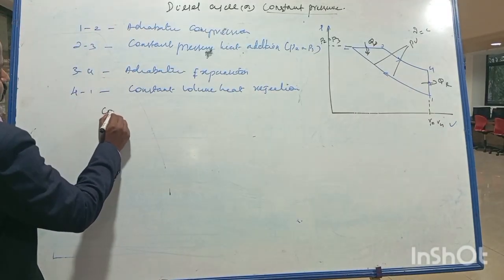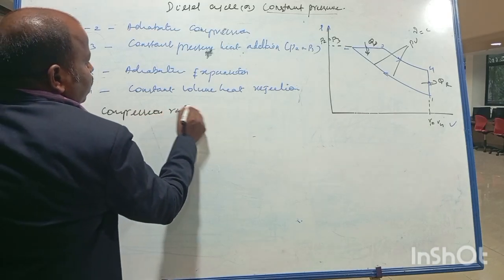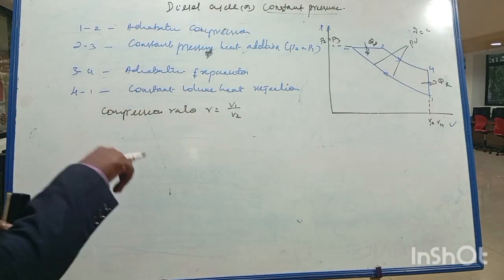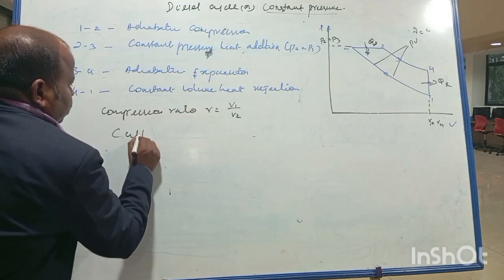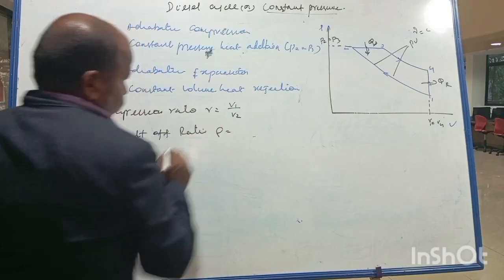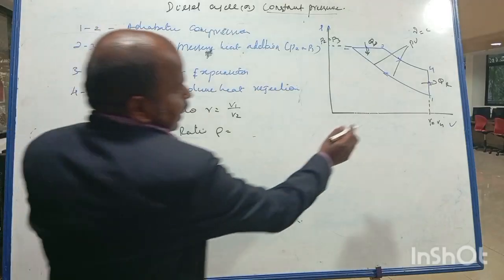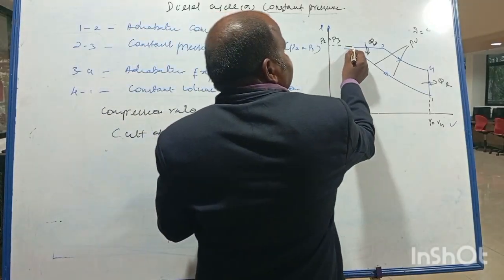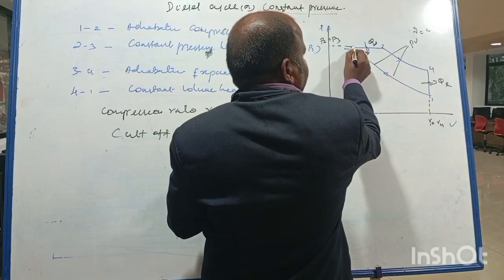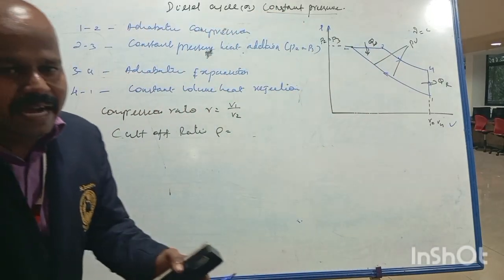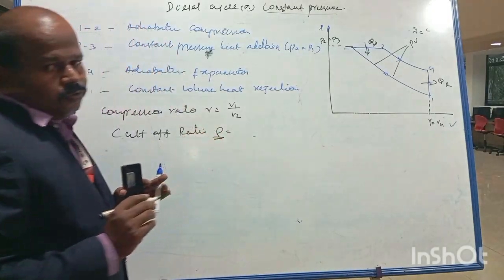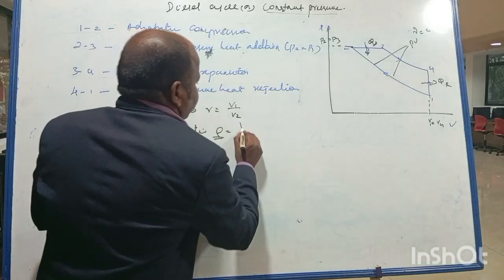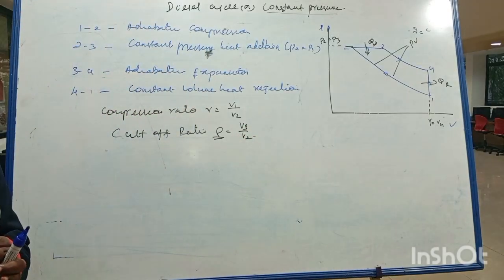Similarly, we have a term called compression ratio. Compression ratio R equals V1 divided by V2. One more term which comes into play in this diesel cycle is called the cutoff ratio, rho. What is meant by cutoff ratio? If you look at this diagram, 1 to 2 is adiabatic compression. Once this process is completed, the heat addition starts and ends at a particular point. From point 2 to point 3, heat addition takes place. Exactly where it will be cut off is decided by the cutoff ratio, rho, defined as the volume after heat addition divided by the volume before heat addition. So V3 divided by V2 is called the cutoff ratio, right?